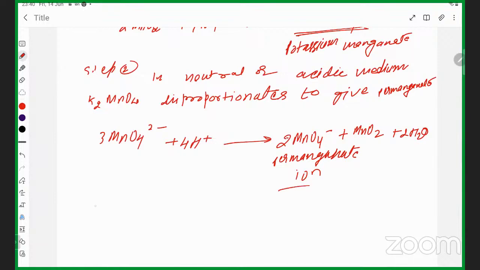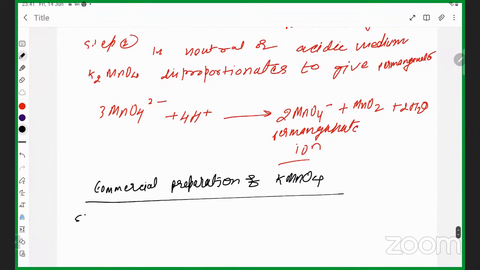One more method is there, commercial preparation. That one also we have to look at, because sometimes they ask all these methods. How will you remember? By practice only. When you solve the previous year papers, then all these problems will be solved. Commercial preparation of KMnO4.